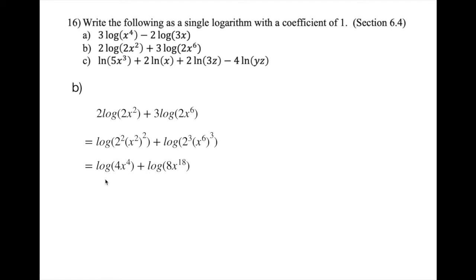So here, each of the logs has a coefficient of 1. So if they are added together, we want to put that in a single log. What we do is multiply the things inside the log. So that will become 4 x to the power of 4 times 8 to the power of 8 times x to the power of 18.